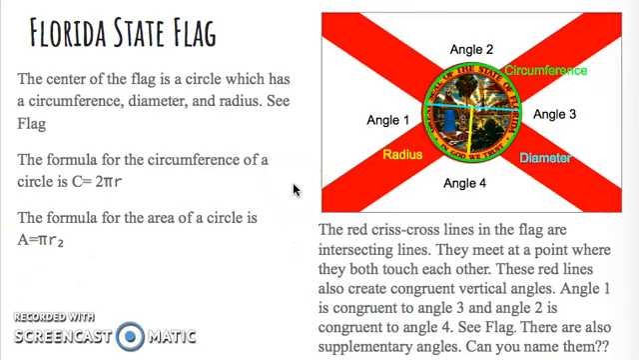And then the red crisscross lines in the flag are intersecting lines, which means that they touch at a certain point, which is the middle. If you look at the angles, it also has vertical angles, meaning angle 1 is identical to angle 3, and angle 4 is identical to angle 2. And then just a quick question for you guys: there are also supplementary angles. Can you name them? Go ahead and try that.